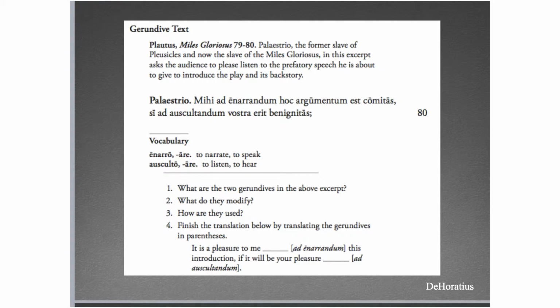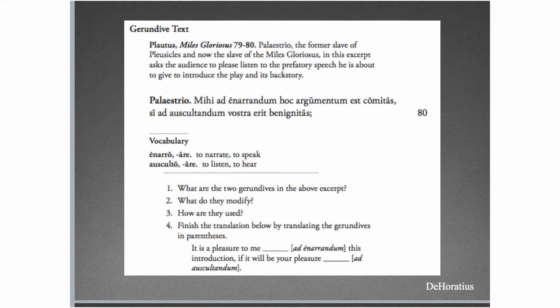All right, here's a text from Plautus, whom we've talked about, a Roman comic playwright. All right, so there are two gerundives. Did you find them? So, narrandum, auscultandum.